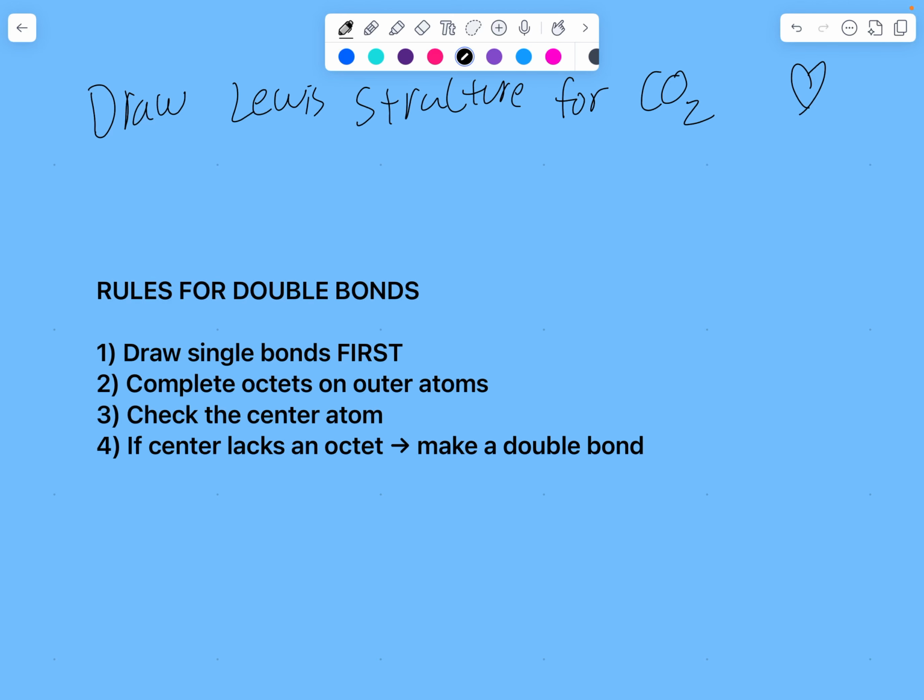Let's talk about drawing a Lewis structure for CO₂. This is a special problem because it requires double bonds, and here are the rules for it, and we'll do it together. The rule is you draw a single bond first because you want to start with the least amount of electrons and know what to do with the excessive ones. Complete octets on outer atoms, okay? So you go to central last. Check the center atom. Then, if center lacks an octet, then you're going to make a double bond.